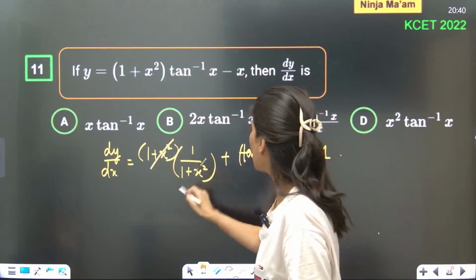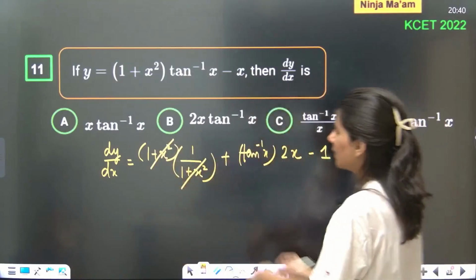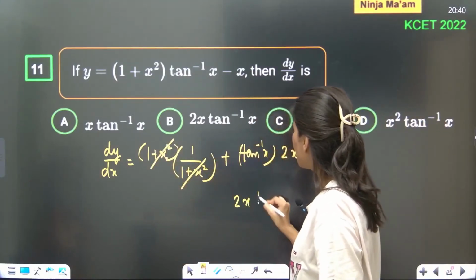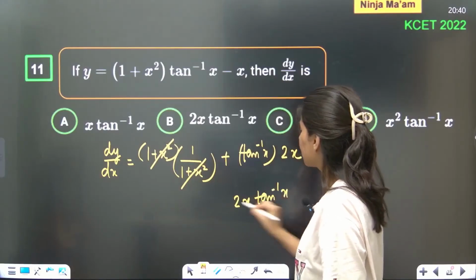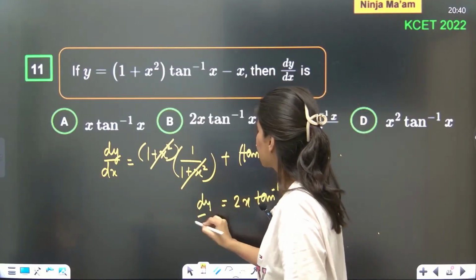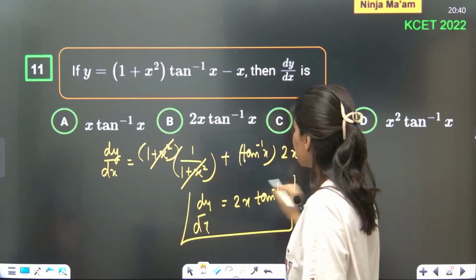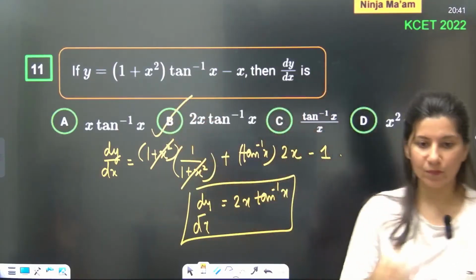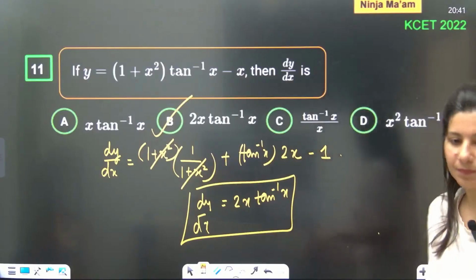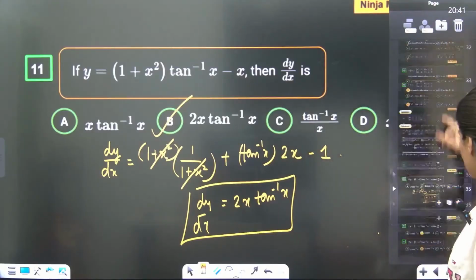Now this C is gone, so this is 1 minus 1. So dy by dx is nothing but 2x tan inverse x. This is your dy by dx, 2x tan inverse x, which is matching with option B. Everybody? Yes? All right. Perfect.